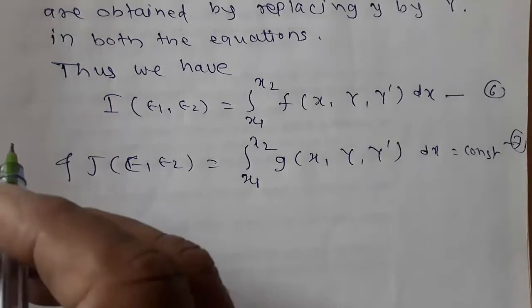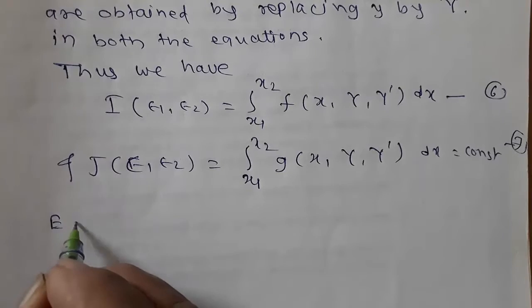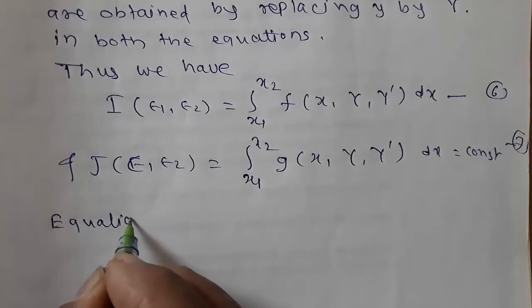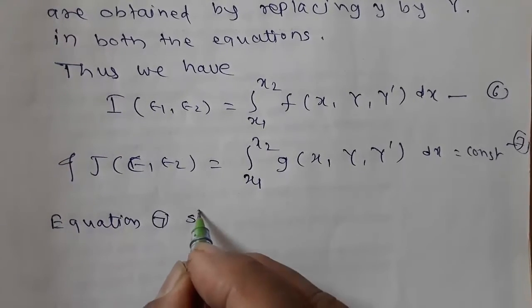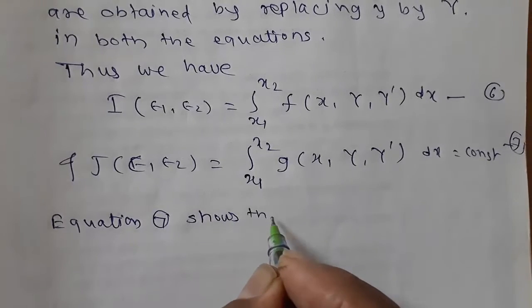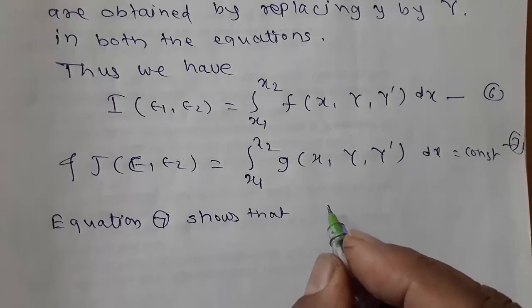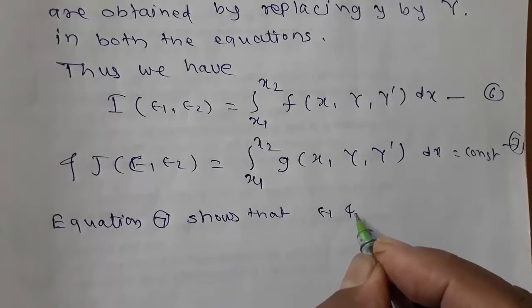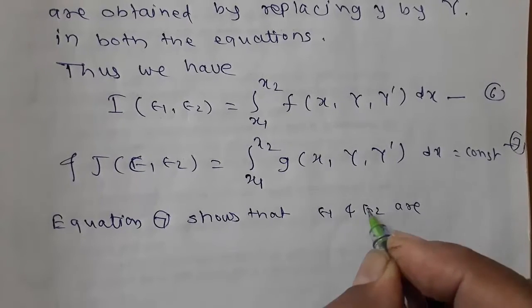Equation 7 shows that epsilon 1 and epsilon 2 are not independent.